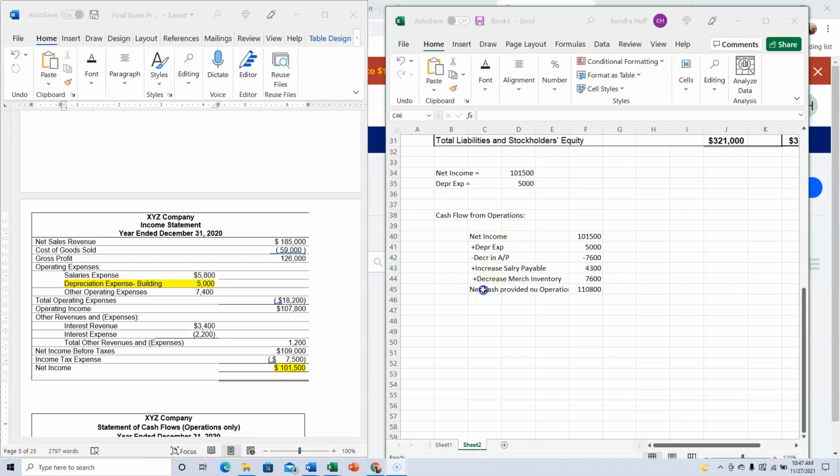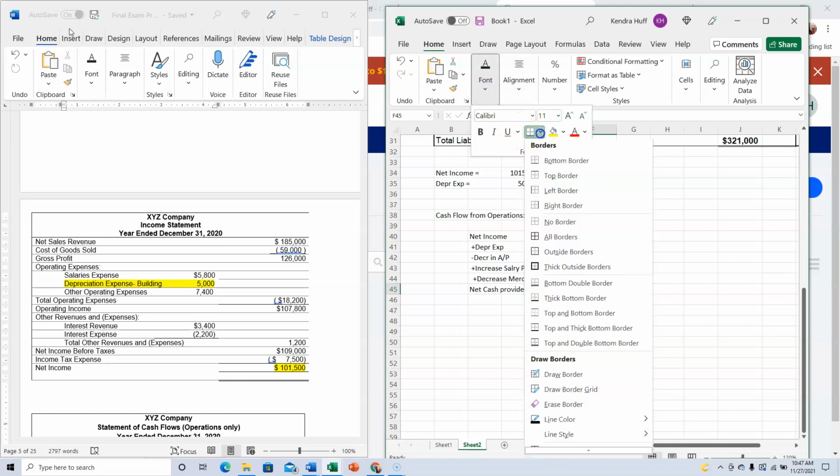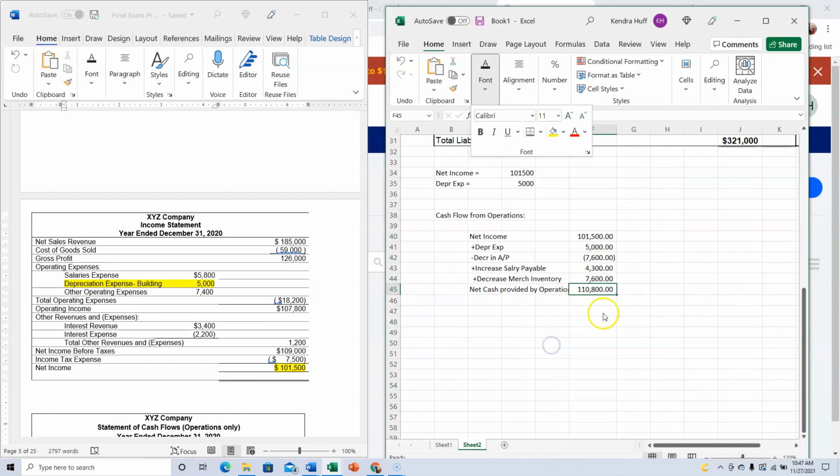So now I'm just going to make it look pretty. Fix that typo. And that is it for that one.